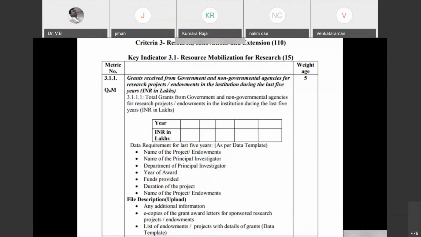when was this project awarded, and if it is a government organization, say from DST, DBT or ICMR, from wherever you have got the funds, that sanction letter should be scanned and uploaded.